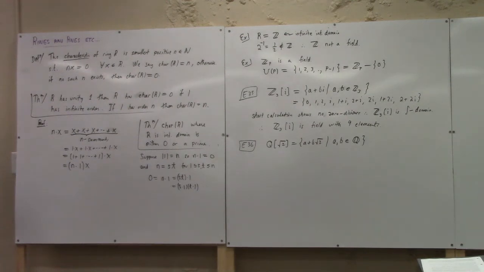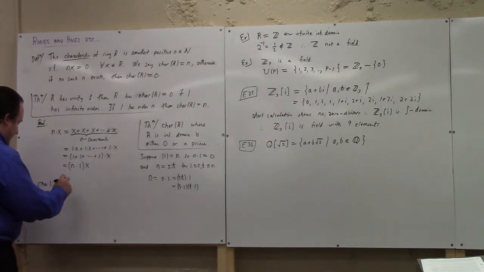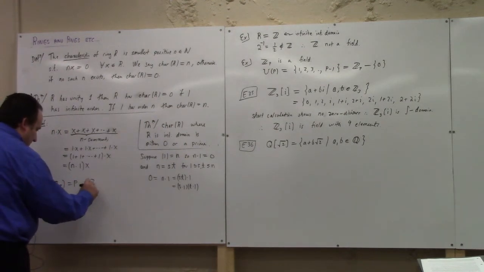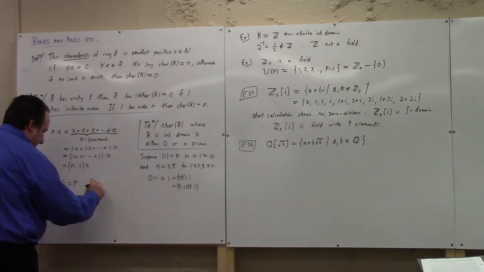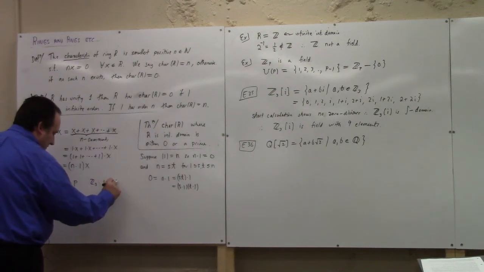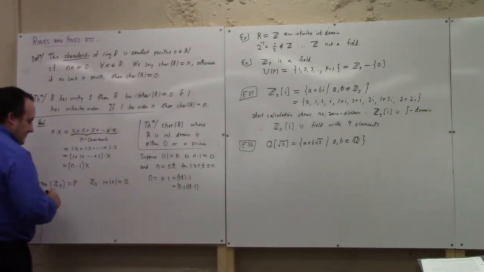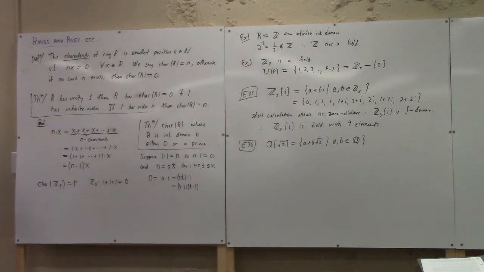The characteristic of an integral domain is either 0 or prime. Now this is in good agreement with what we already know, right? What's the characteristic of Z_p? So yeah, this is equal to p. For example, in Z_3, 1 plus 1 plus 1 is 0, right? And that's the first time that happens.